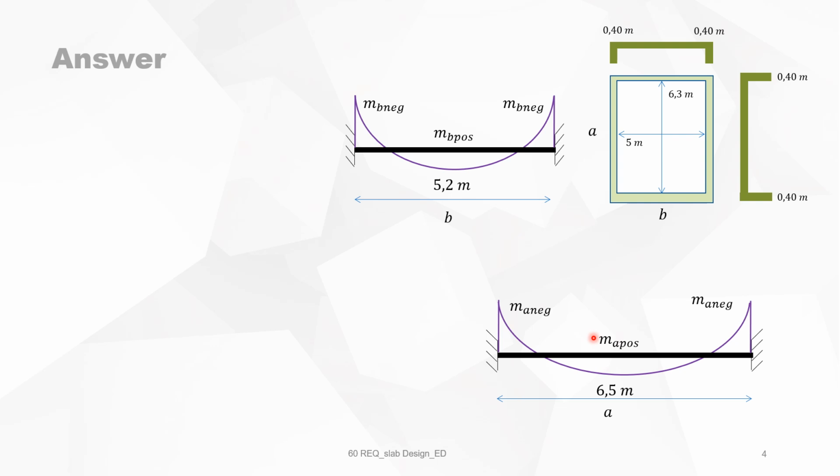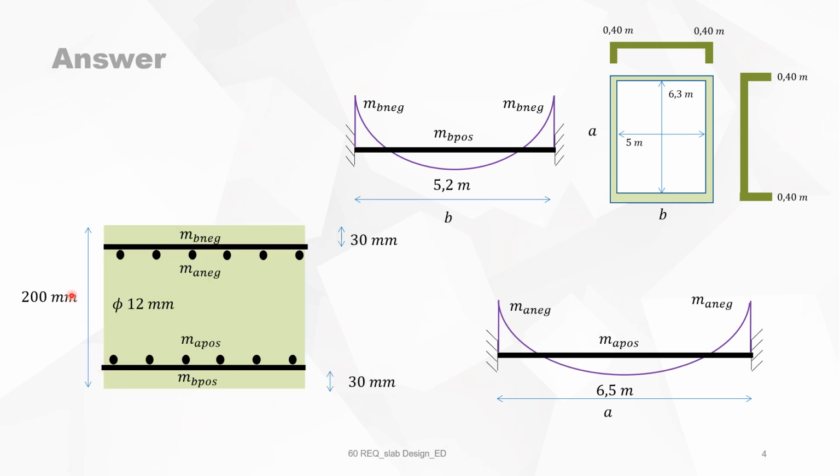To identify the positions of the reinforcement, this is a slab of 200 millimeters with a concrete cover of 30. It's only diameter 12 that we may use. And then, of course, you will have MB negative and MA negative, MA positive and MB positive.